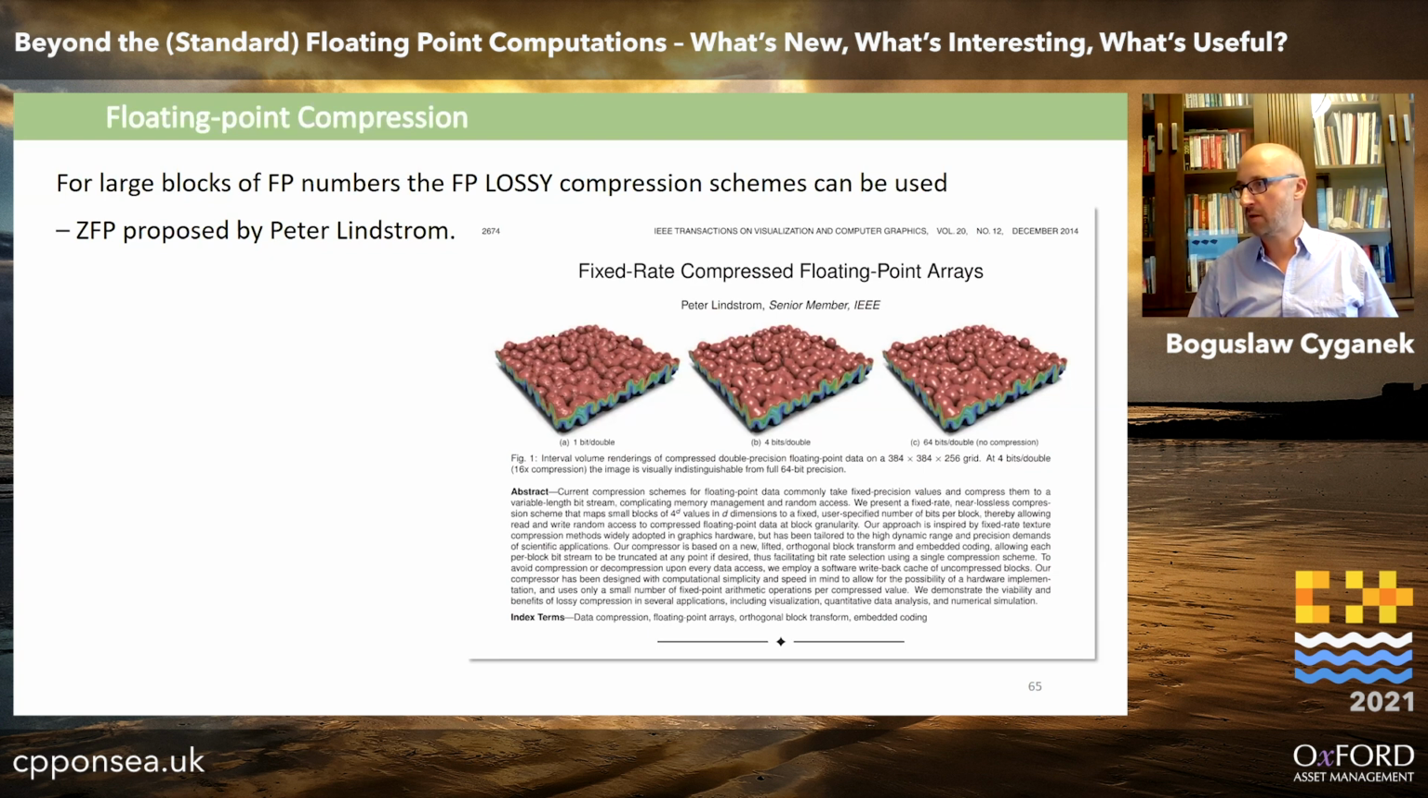shot of his paper, we can see some examples of renderings on compressed double precision floating point data on a 3D grid. And he claims that even for 4 bits per double compression, 16 times compression, the image is visually indistinguishable from a full 64-bit precision. Well, that's probably true due to many factors, or also to the precision of monitors.